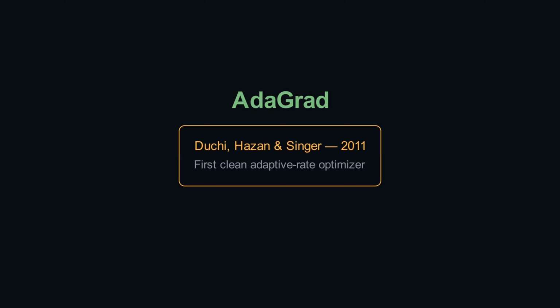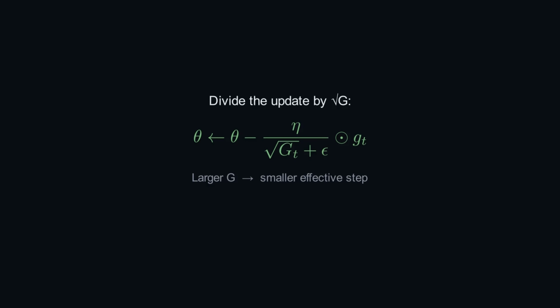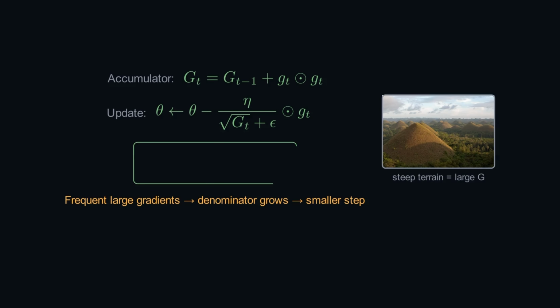AdaGrad, published by Duchi, Hazan and Singer in 2011, was the first to do this cleanly. It keeps a running sum of squared gradients for every parameter. Call that sum G. At each step, the update for a parameter is divided by the square root of its G. So a parameter that has seen large gradients many times gets a much smaller effective step.